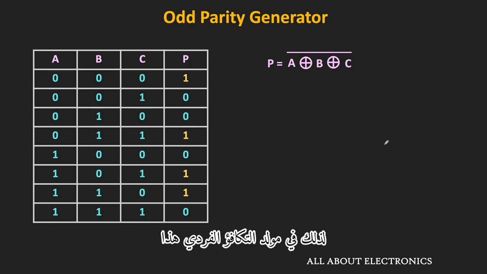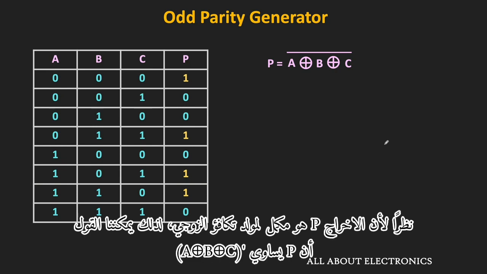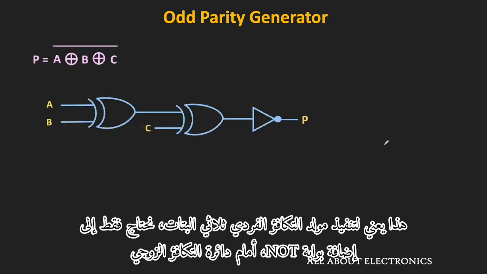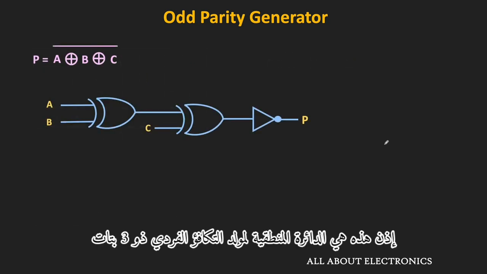So in this odd parity generator, since the output P is the complement of the even parity generator, we can say that P is equal to (A XOR B XOR C) whole bar. That means to implement this 3-bit odd parity generator, we just need to add the NOT gate in front of the even parity circuit. So this is the logic circuit of the 3-bit odd parity generator.